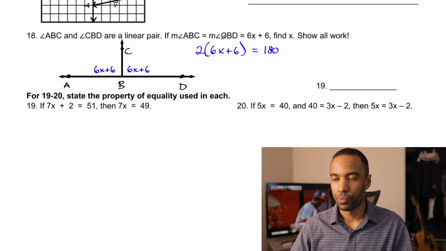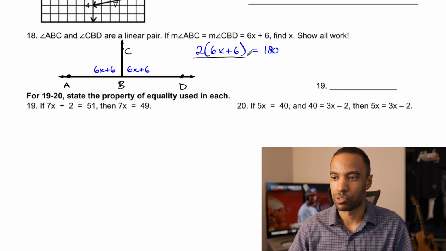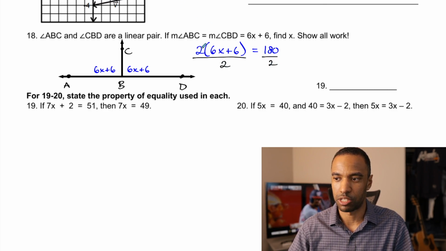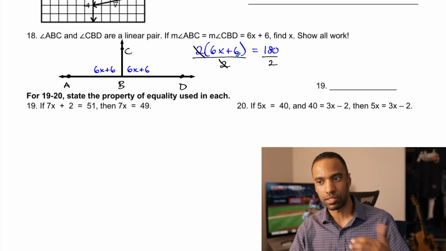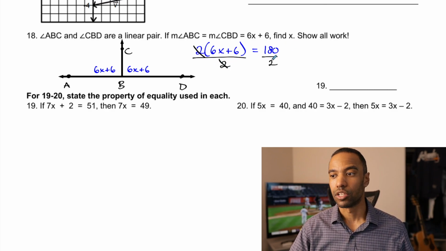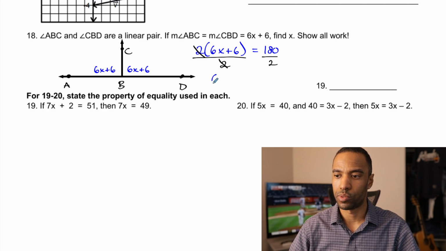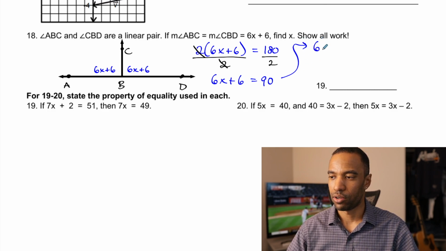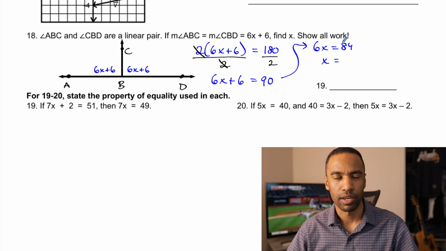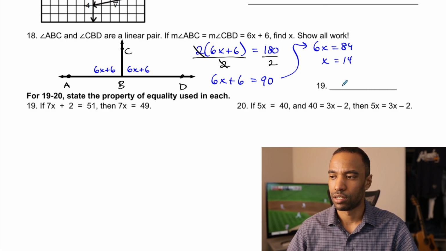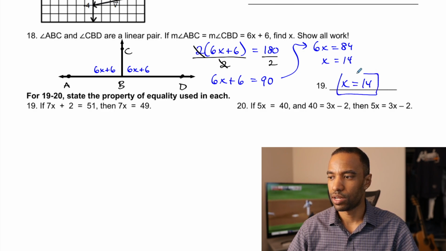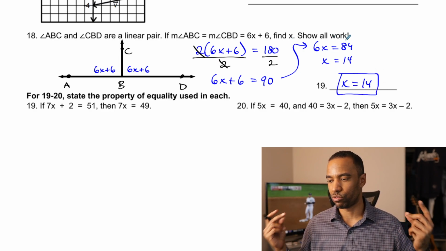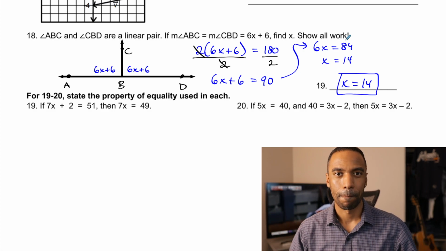You could distribute the 2. I'm going to have a little fun with this, guys, just because it's something else you can do. I can divide both sides by 2 as well. If 2 multiplies to this thing, let's divide the 2 out. Let's make this number smaller. 180 divided by 2 is 90. 6x plus 6 is 90. Subtract the 6 from both sides right there. I'll get 6x is 84. And divide by 6, I get x equals, that's a clean number, right? 14. I get x equals 14. And I think that's all they want. Yes, find x. We're all good. x equals 14. I am done.